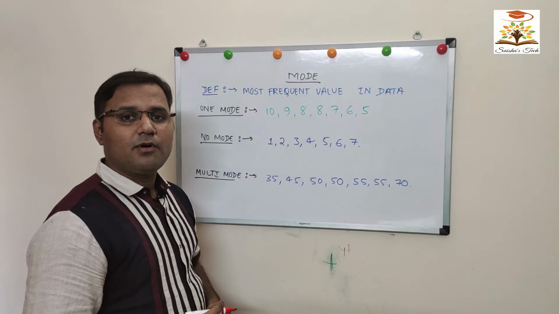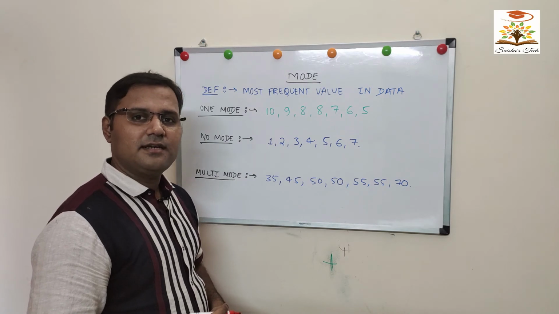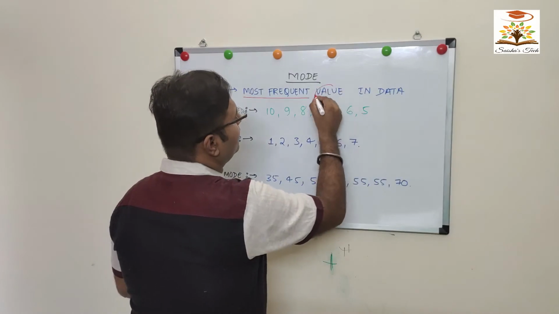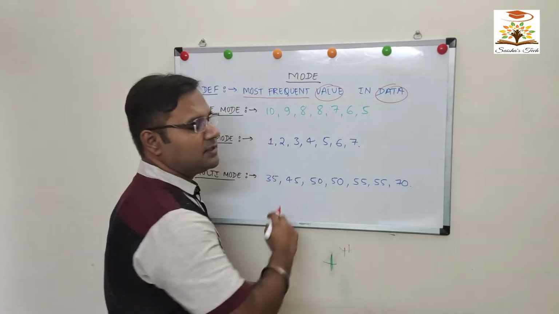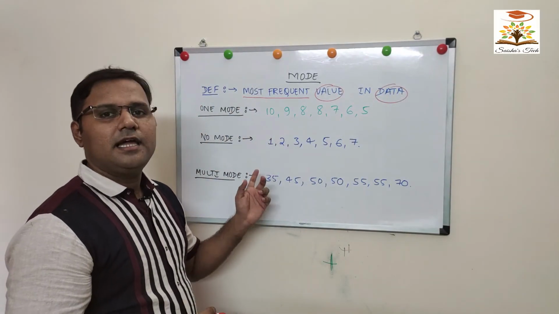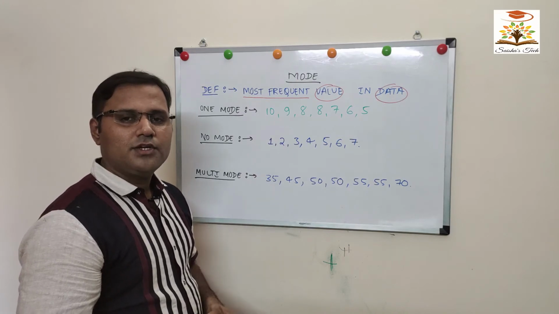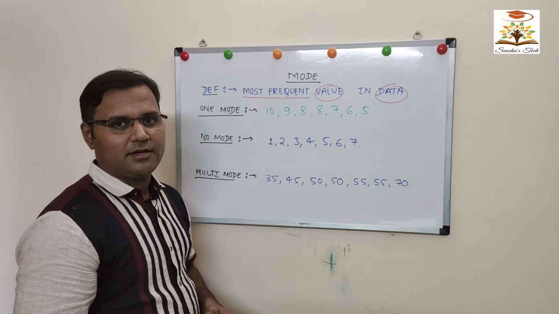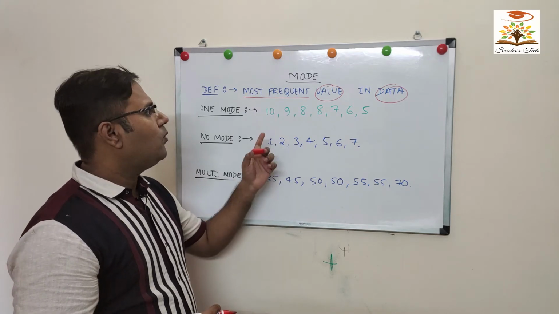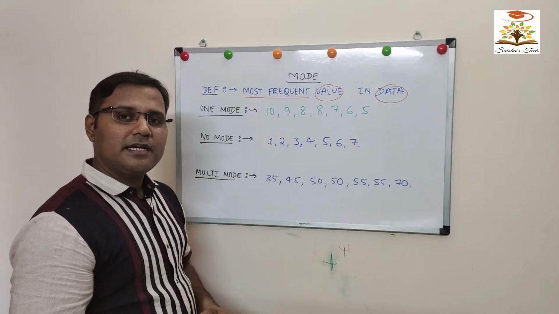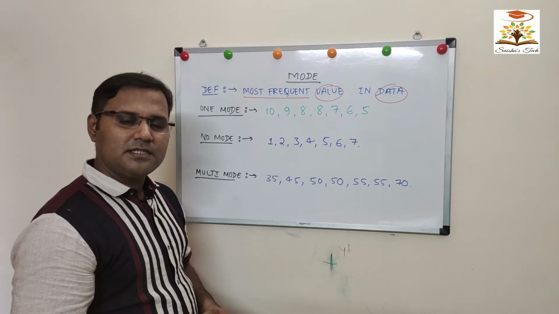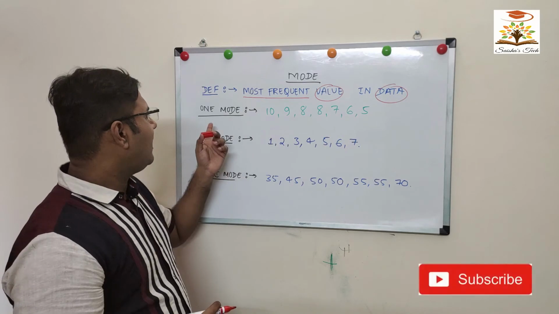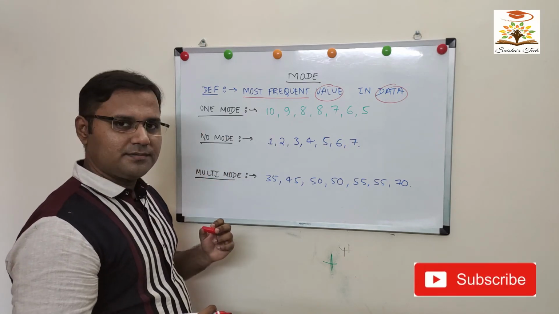Mode is another type of central tendency to understand data. By definition, the most frequent value in the data is the mode. When you are identifying the mode, you do not need to arrange the data in ascending or descending order. Mode is used to understand data of categorical variables as well as numerical variables. There are 3 types of modes.